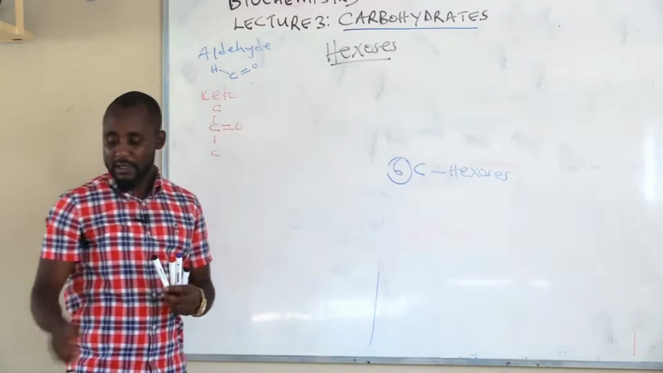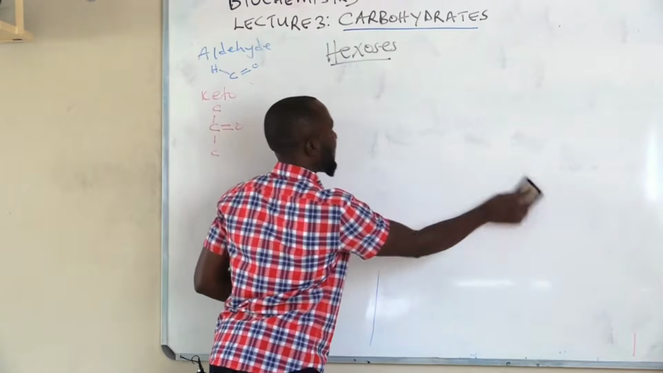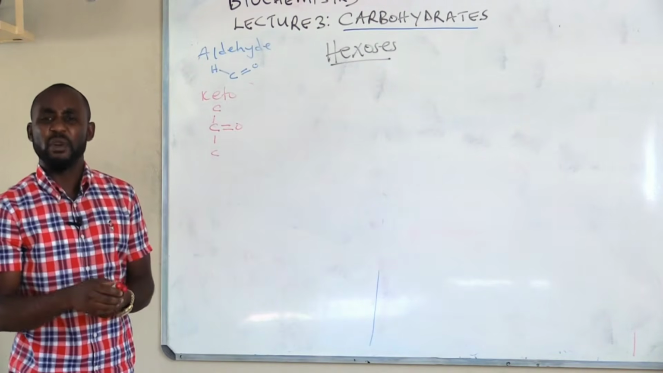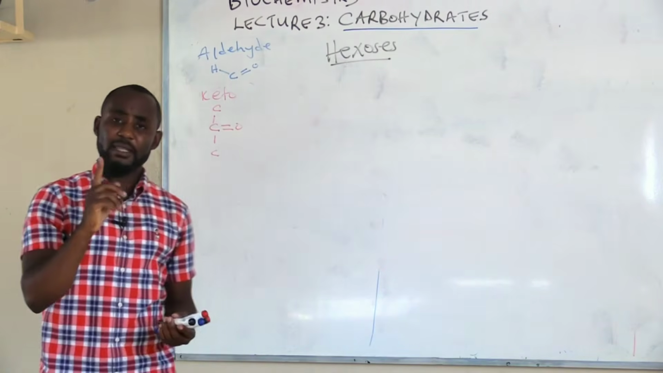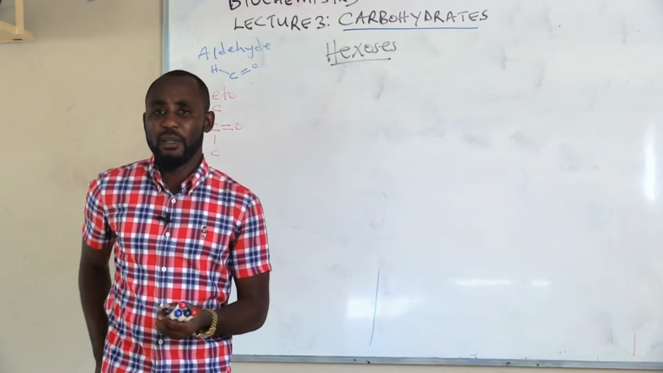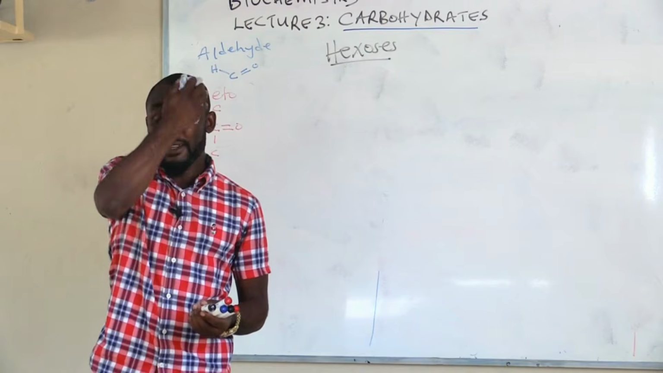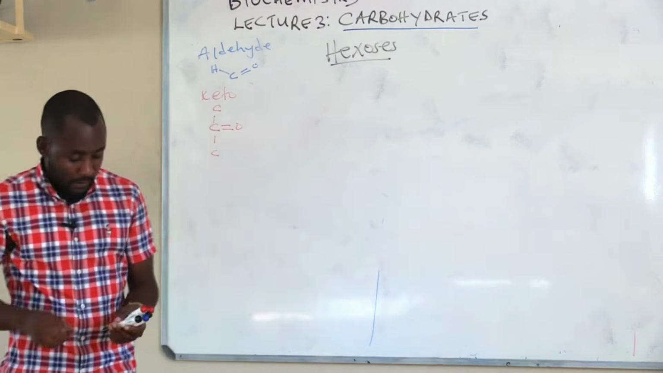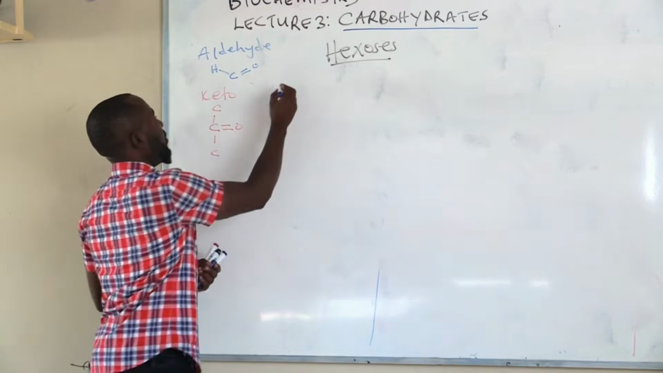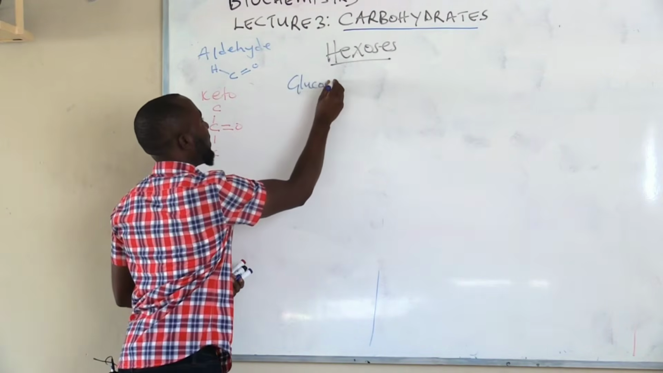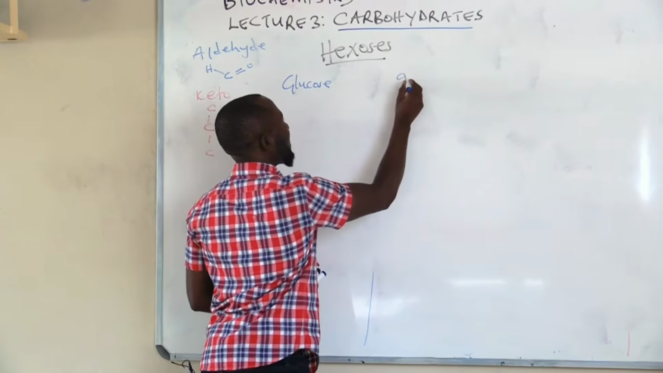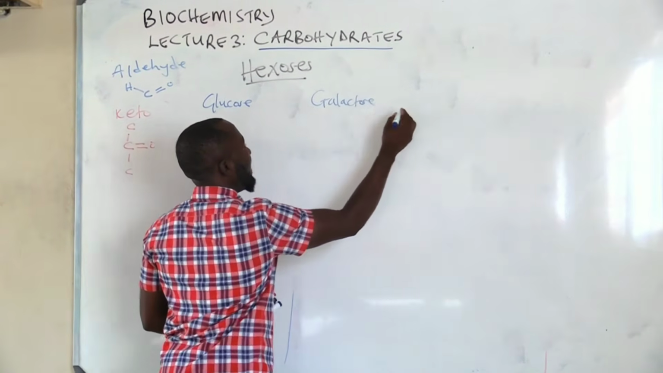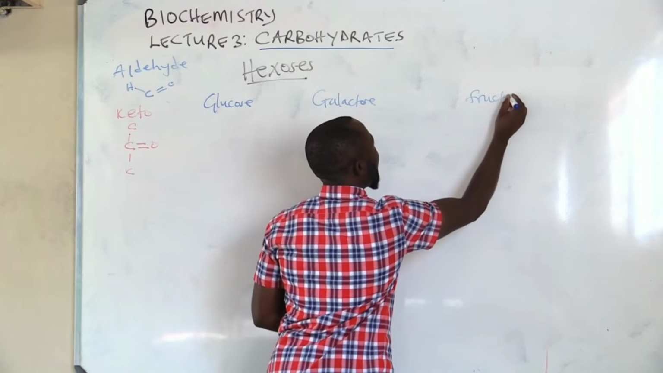In this course, we shall focus on 3 examples of hexoses so that you understand their structures, because understanding the structure is very cardinal in the understanding of metabolic reactions that occur in carbohydrates. So we shall look at glucose, galactose and fructose.